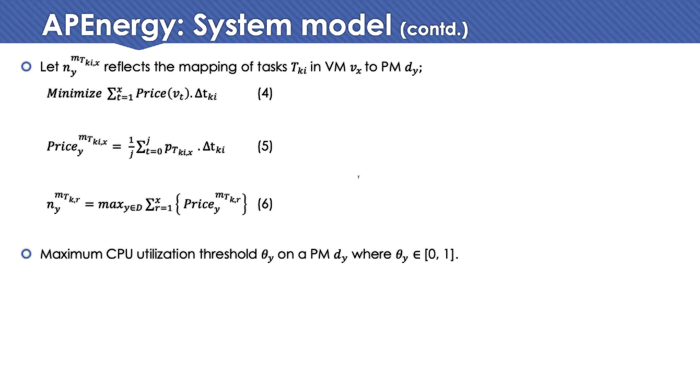To obtain an optimal mapping N, we need to maximize the placement of R number of VMs on a physical machine Y such that the relationship is given in equation 6, where we maximize the price for all possible mappings for the tasks on a physical machine Y. We define the maximum CPU utilization theta Y, which is going to work as a threshold on a physical machine, where the value of the threshold could be between 0 and 1.